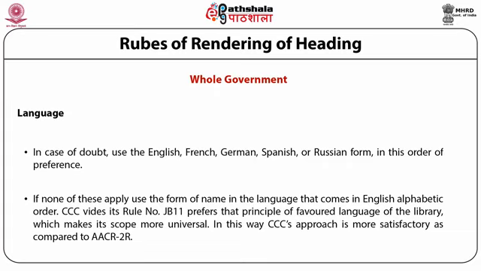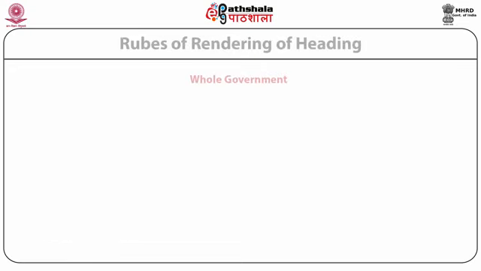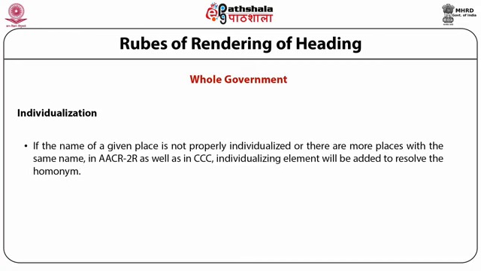CCC, by its rule number JB11, prefers the principle of favored language of the library, which makes its scope more universal. In this way, CCC's approach is more satisfactory as compared to AACR 2R. Individualization. If the name of a given place is not properly individualized, or there are more places with the same name, in AACR 2R as well as in CCC, an individualizing element will be added to resolve the homonym.